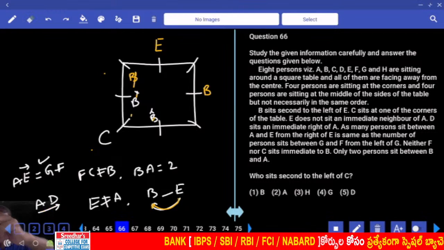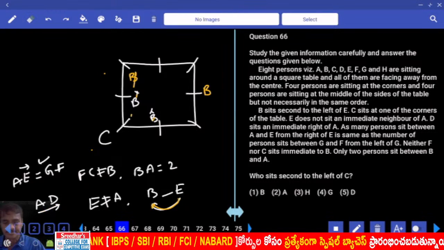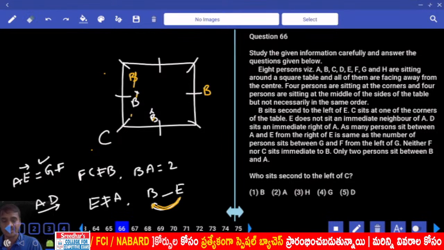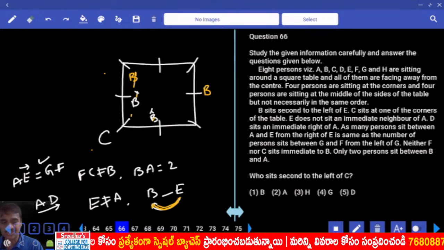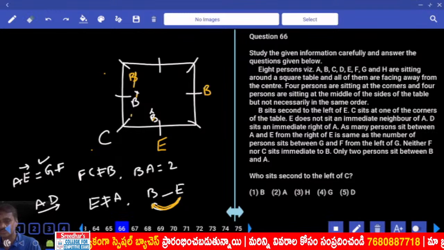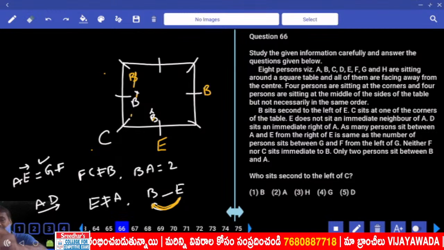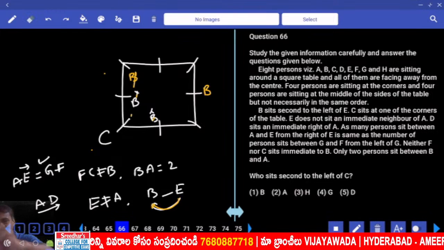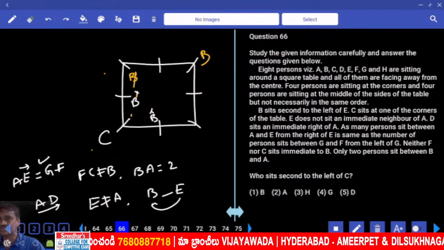Then what is the other possibility we have for this B? Now B is seated second to the right of E. Sorry. As the persons are facing towards the center, E must be here, because B is seated second to the left of E. Sorry, B is seated second to the left of E. Now B cannot be here as well. Then what is the other possibility for this B? Now, can we have B at this place?